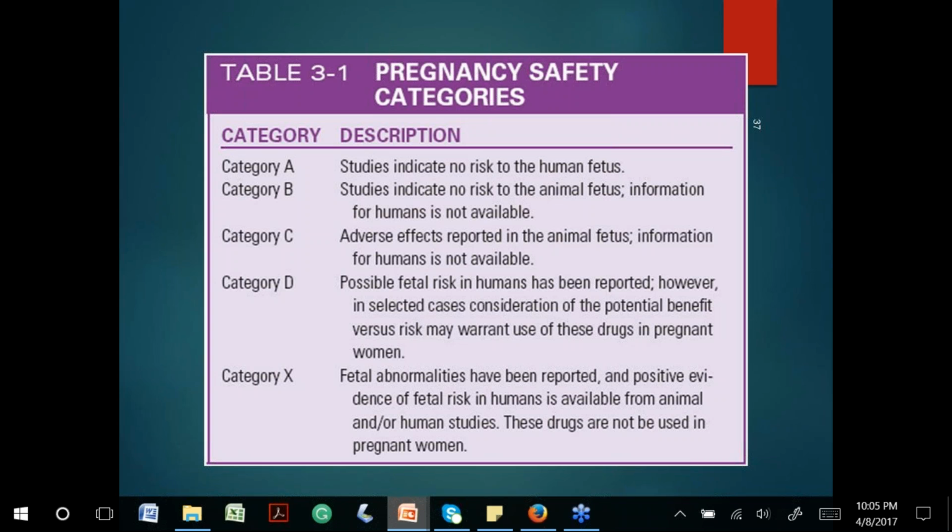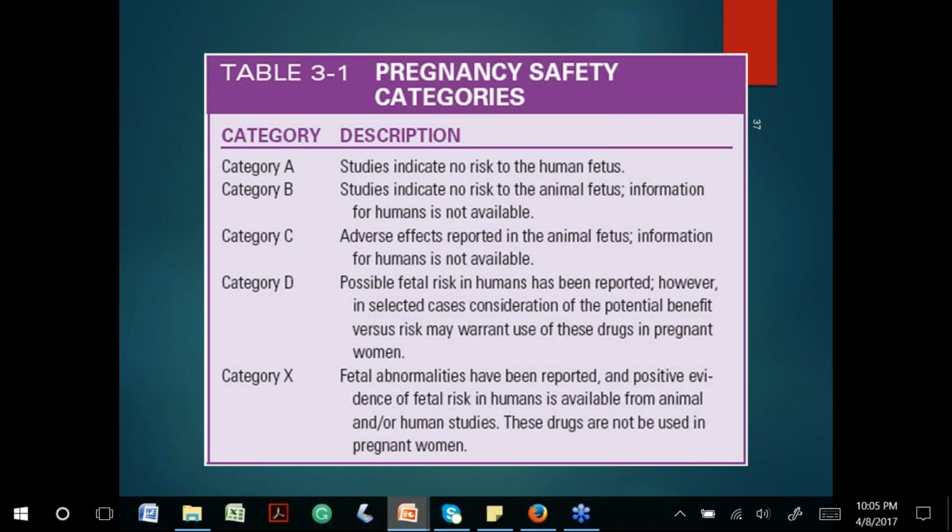causing fetal malformations. Category A, you can take it. B, you can be more careful. C, probably has adverse effects, but you need to be extra careful. And category D, extra careful. So we don't want those medications.